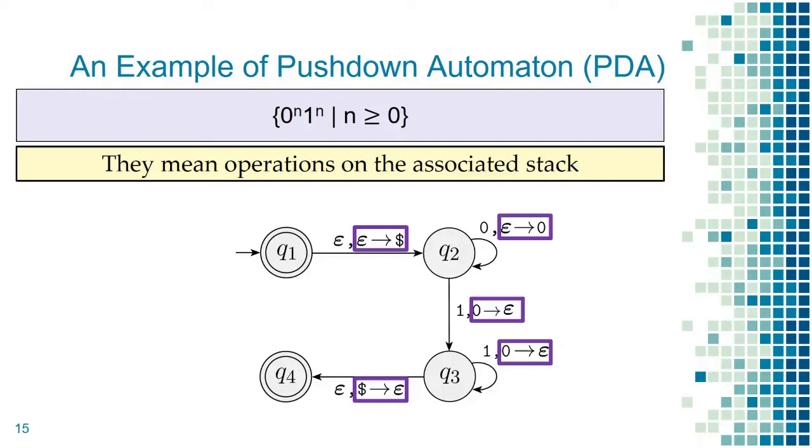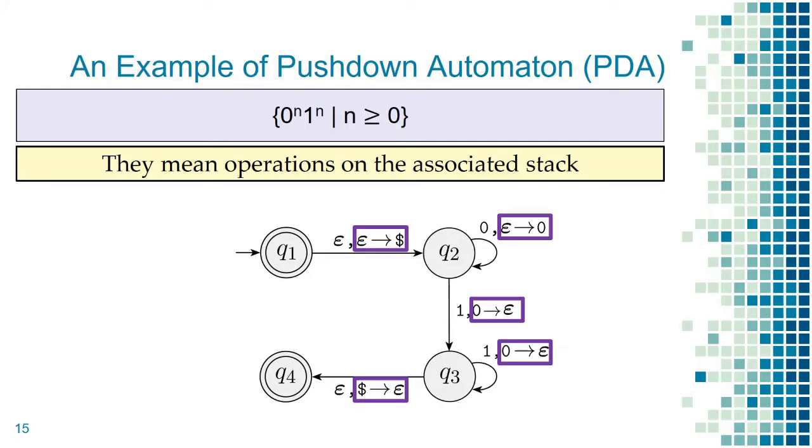The next character we have is something that we want to pop off the stack. So if you have an epsilon, you're not going to pop anything off the stack. Again, it's an empty character. We then have an arrow, and the next thing after the arrow is what we're going to push to the stack.